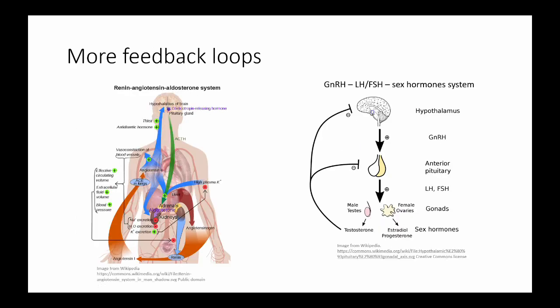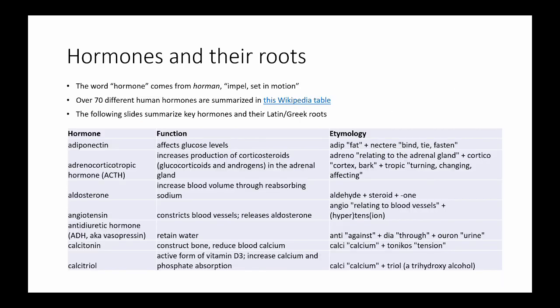There are many other feedback loops in the endocrine system. These are two diagrams, a renin-angiotensin-aldosterone system feedback loop diagram and a GnRH, LH, FSH sex hormone diagram. The renin-angiotensin-aldosterone system is involved in regulating the circulating blood volume, the extracellular fluid volume, and blood pressure, while the GnRH, LH, FSH sex hormone system is involved in sexual reproduction.